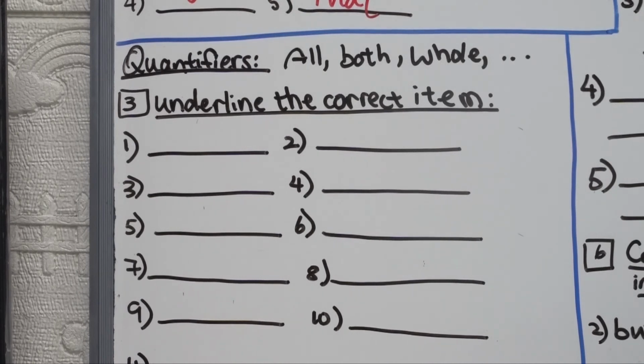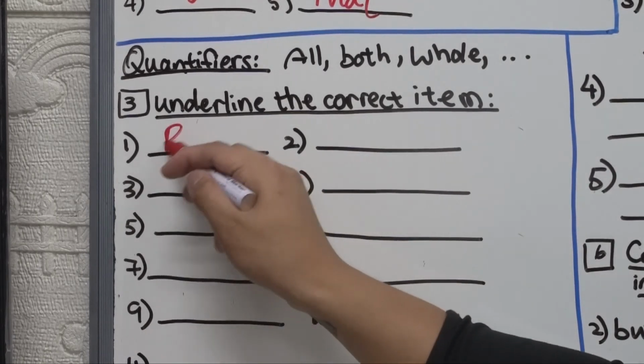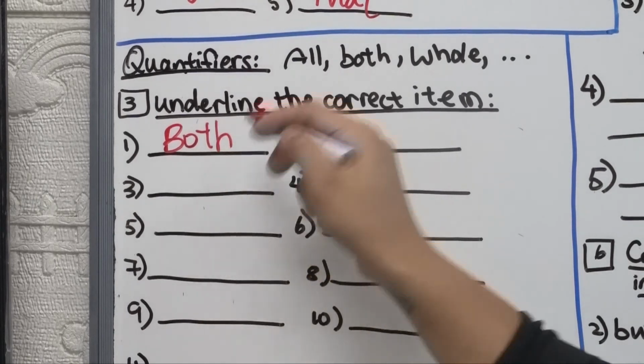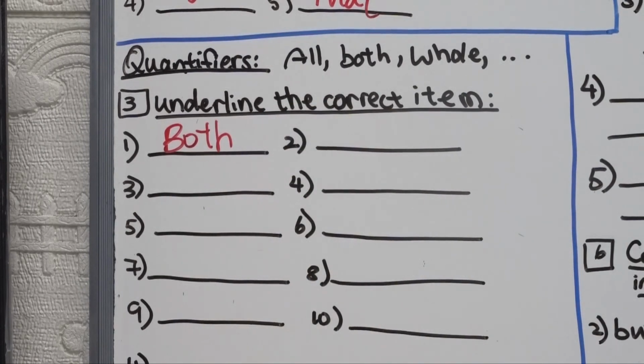Now let's go to part 3 and underline the correct items. Number 1 has been done for us. Is it neither Mozart or Beethoven were great composers, or both? So both of them. We're talking about two people, so it should be both.